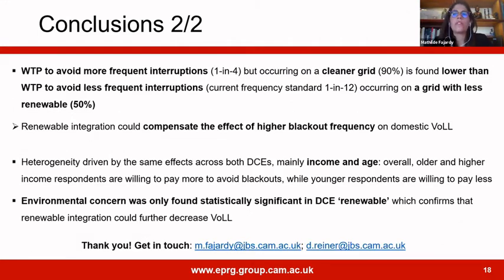In particular, we found that VOLL for more frequent interruptions, once every four years, on the cleaner grid with 90% renewable, was lower than VOLL for less frequent interruptions, once every 12 years, which is the current standard, occurring on a grid with less renewable electricity, or 50%. So the presence of renewable electricity in the grid could therefore potentially compensate for higher interruption frequency on domestic VOLL.